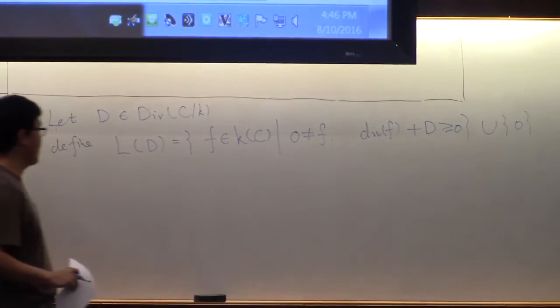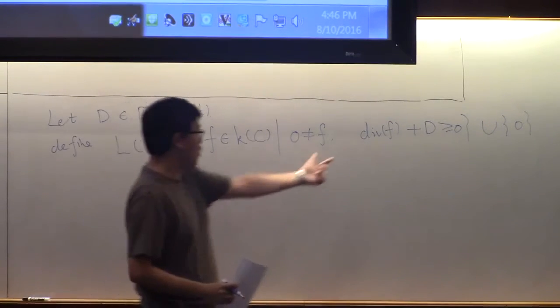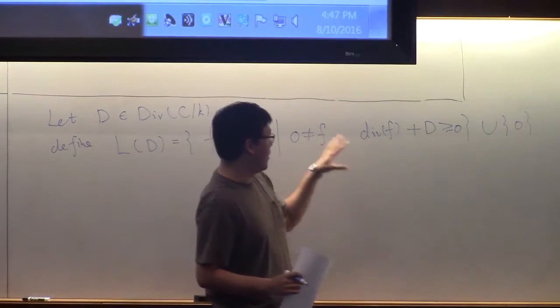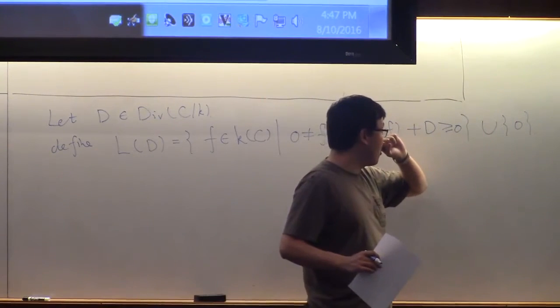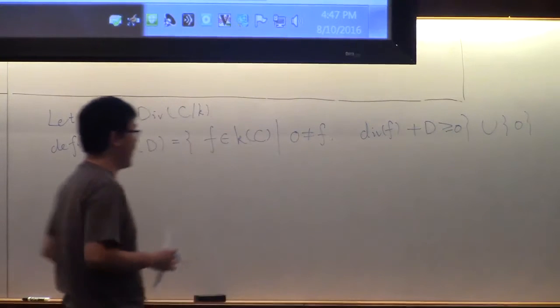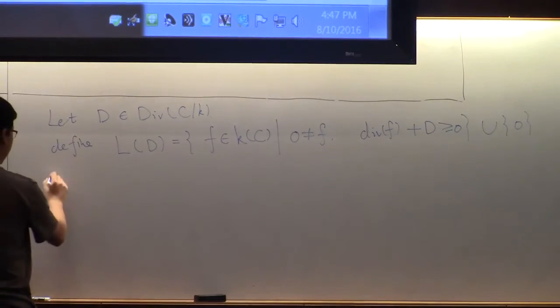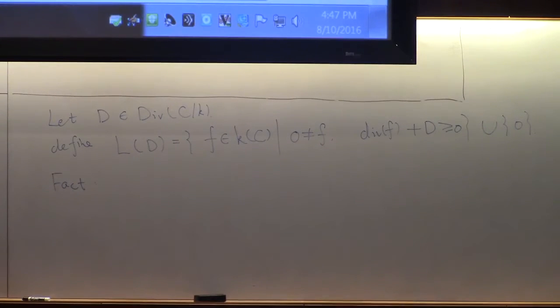The zero function, of course, is a regular function defined on the curve C, but there's no way to define the principal divisor associated to the zero function. So we need to first exclude the zero function, and then we add it back at the end of the definition. So this is just a set. We have some facts on this set.